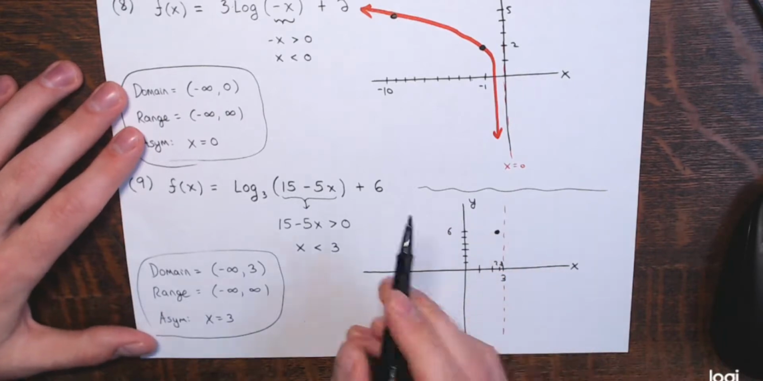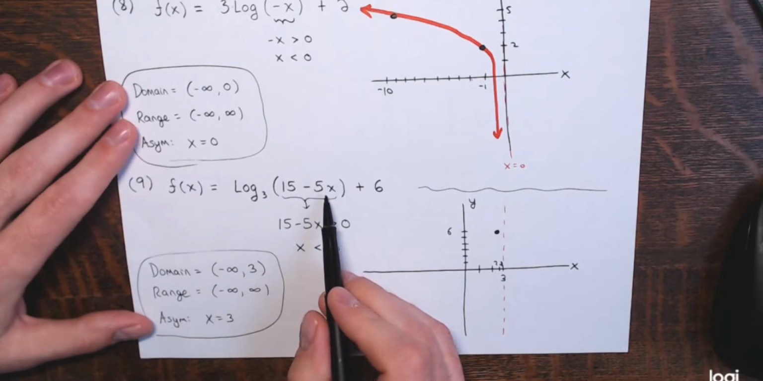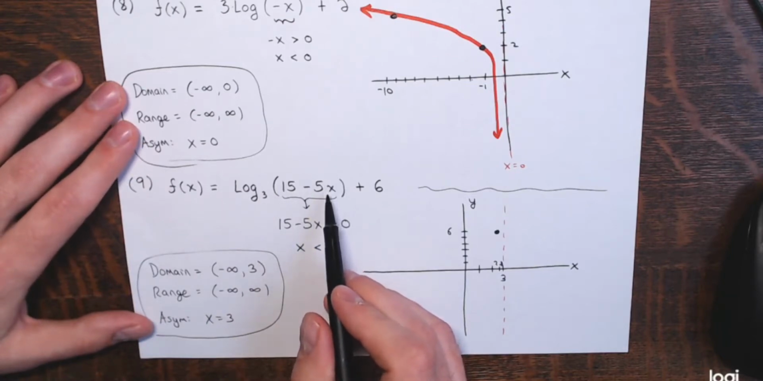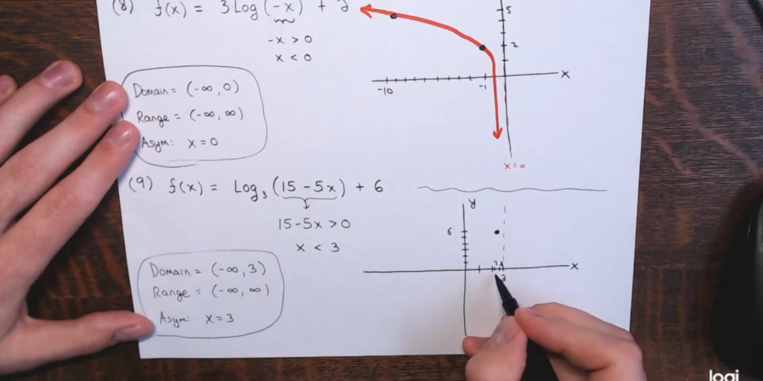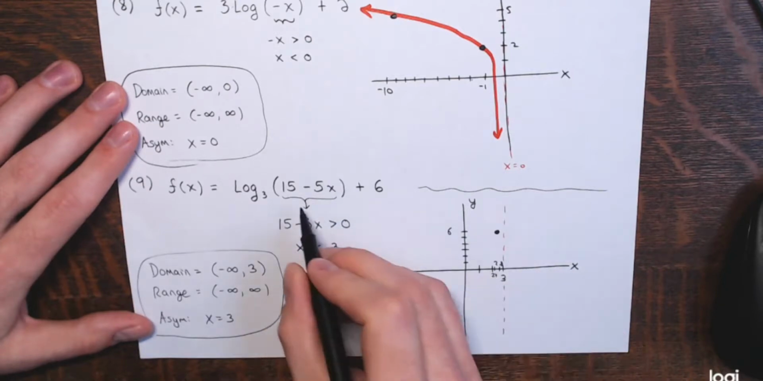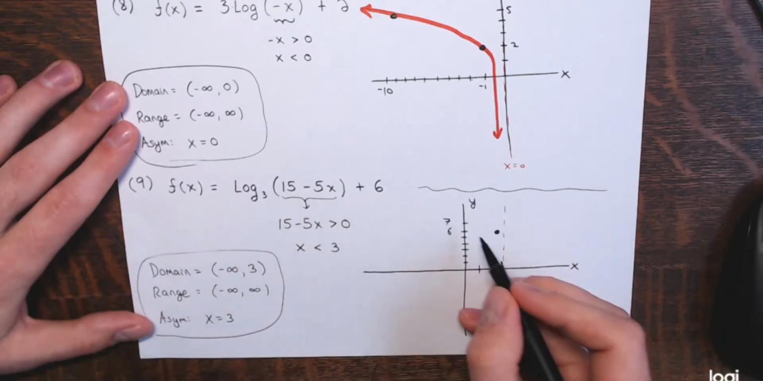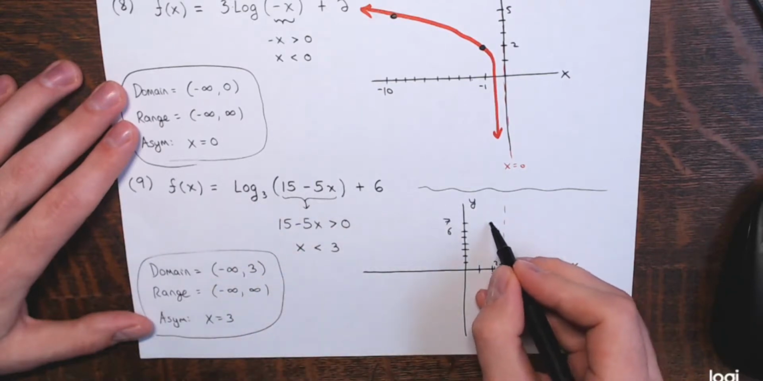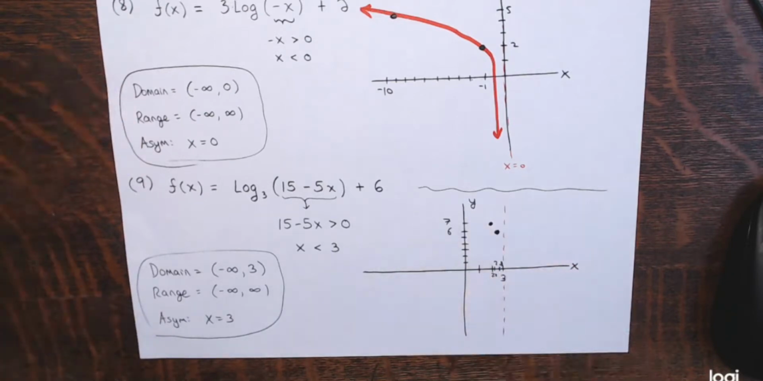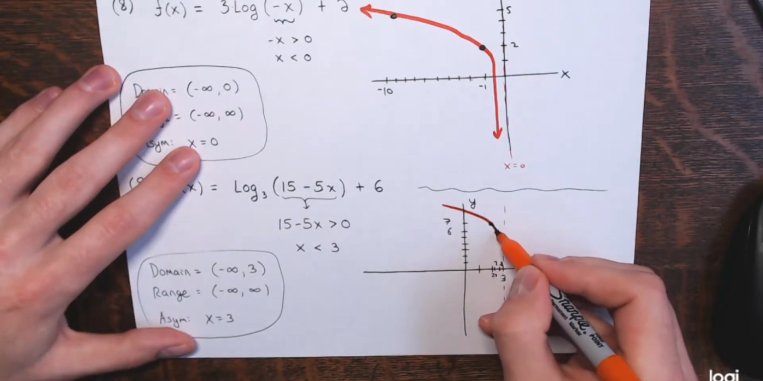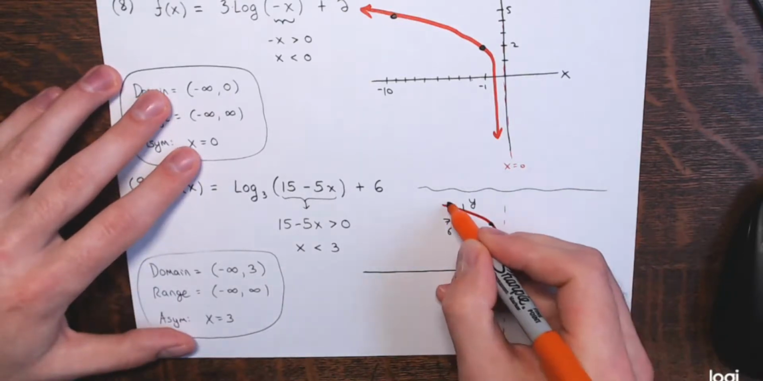And then if I want 3 in here, I'd have to plug in 12/5, which is 2.4. So 2.4 would give me the log base 3 of 3, and that's 1, plus 6 is 7. So I have (2.4, 7) and (2.8, 6). You can clearly see now, hopefully, the direction. Once you have 2 points and the asymptote, you can draw a rough sketch. And it should look something like that.